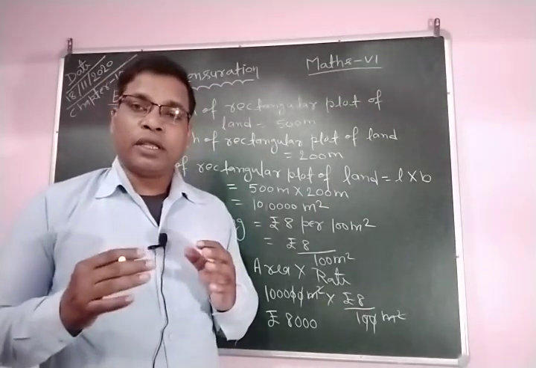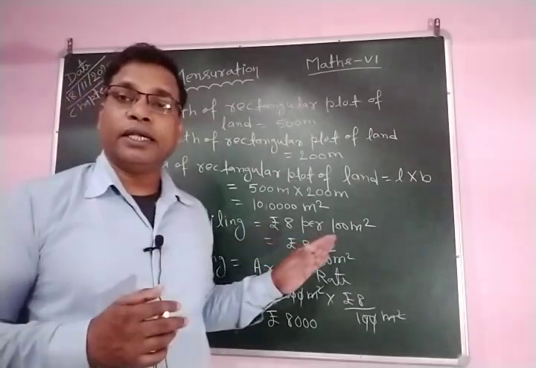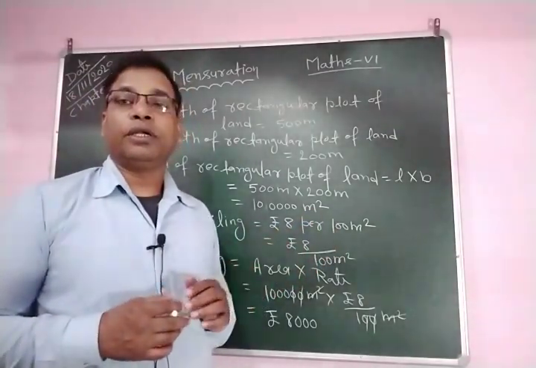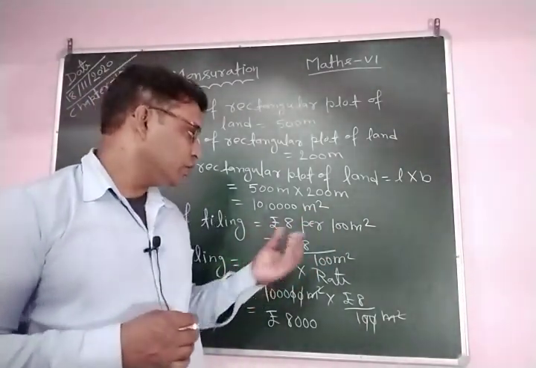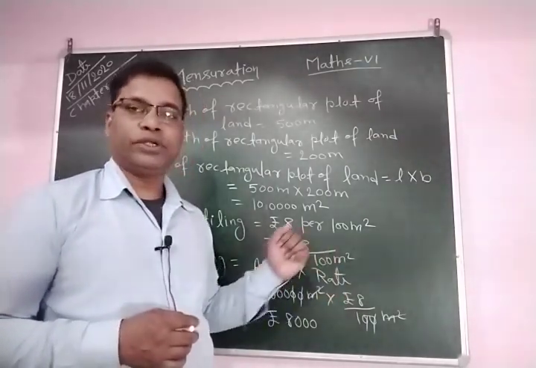Now, the rate of tiling is given as rupees 8 per 100 meter squares, so you can write it as rupees 8 upon 100 meter squares.